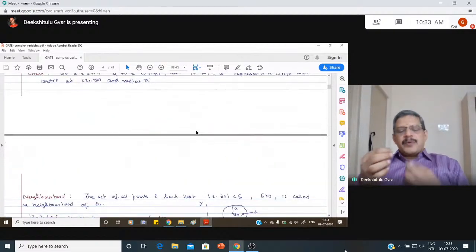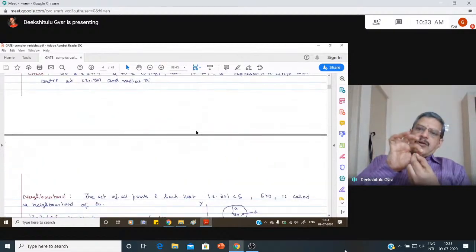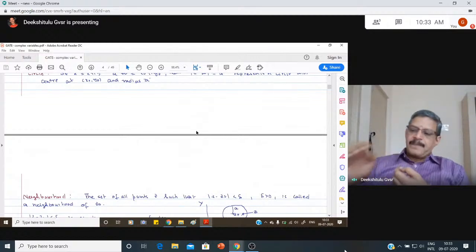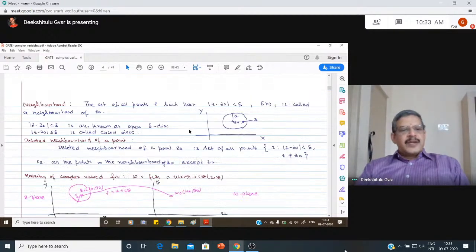So if you take any point, if you consider a small circle around that point, take any point, just construct a small circle around that point as the center of the circle, then that is called a neighborhood.